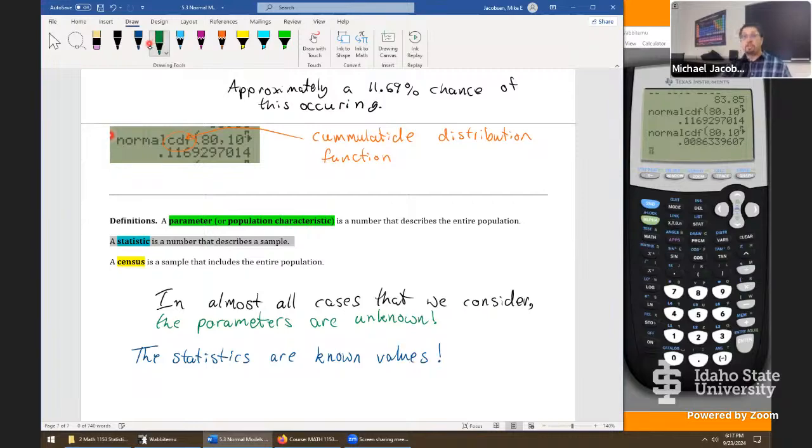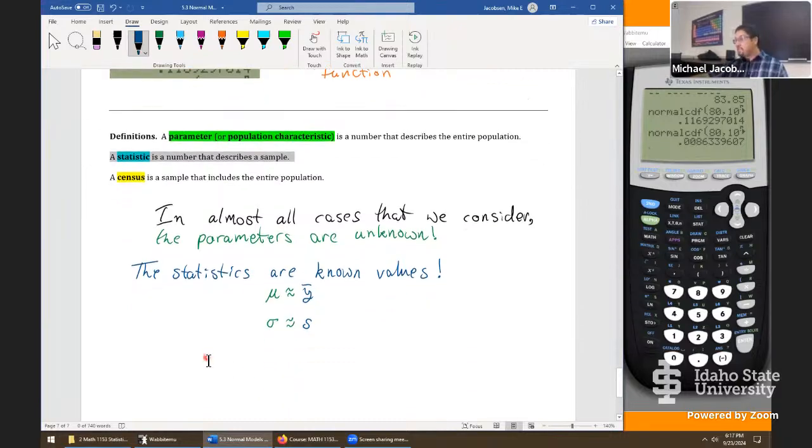That deserves an exclamation mark because now we can say, for example, mu is something we're going to estimate quite a lot. It will be approximately equal to the statistic y bar. Likewise, sigma, we won't do a lot of hypothesis tests or confidence intervals on sigma, but it is still true. We'll make this estimate. Sigma is approximately equal to the statistic S, the sample standard deviation. So like before, we can make these estimates, but we still run into a major problem.